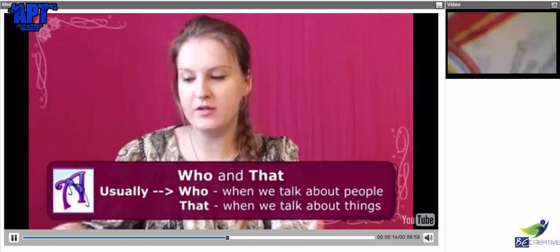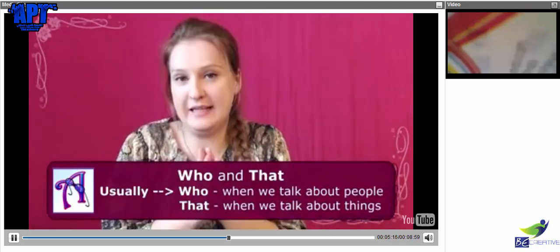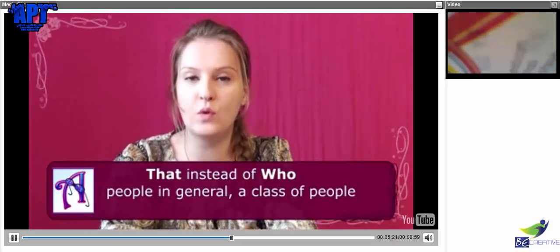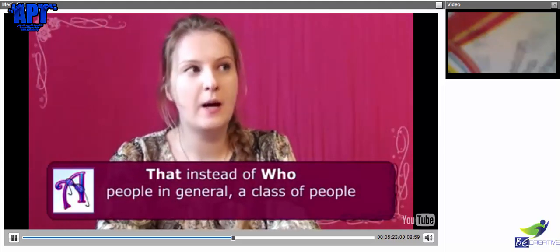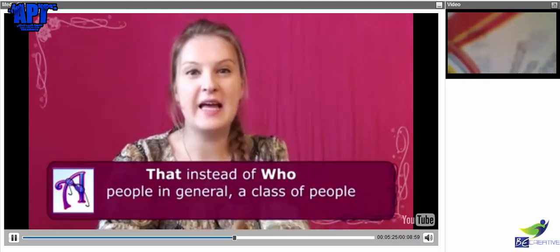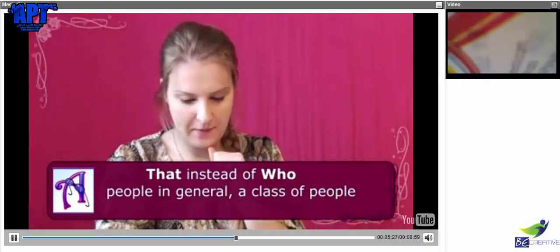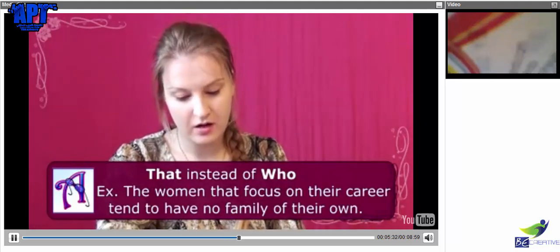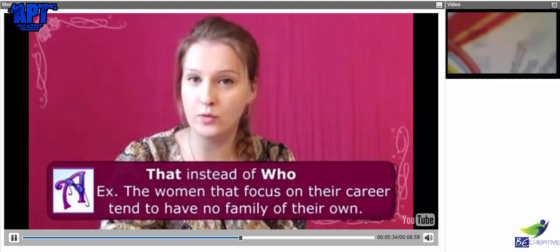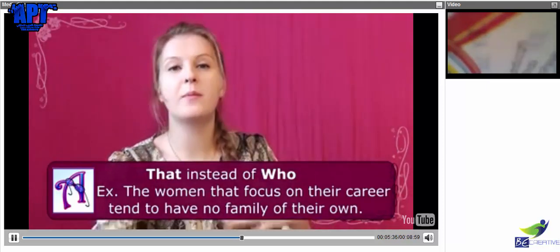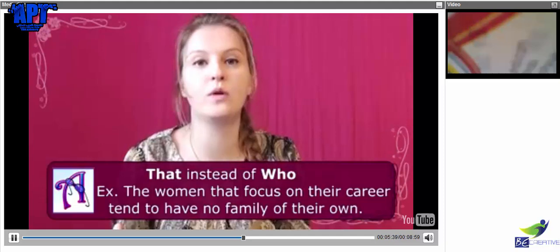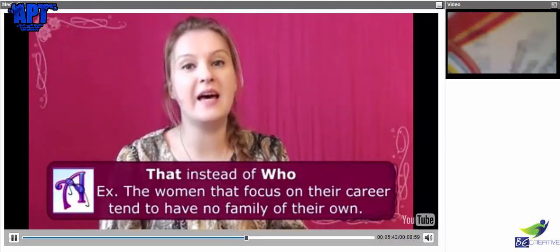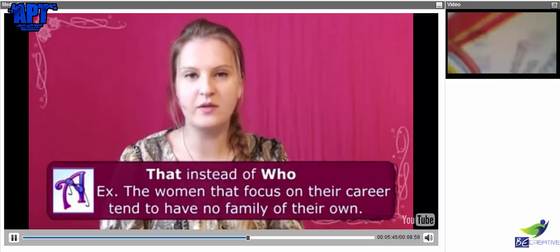However, there's no strict line, so to say, because sometimes we can use that instead of who, especially when we talk about people in general, like a class of people. For example, the women that focus on their career tend to have no family of their own. So I'm talking about a whole class of women, a whole class of people. In this case, I can say that the women that focus on their careers.